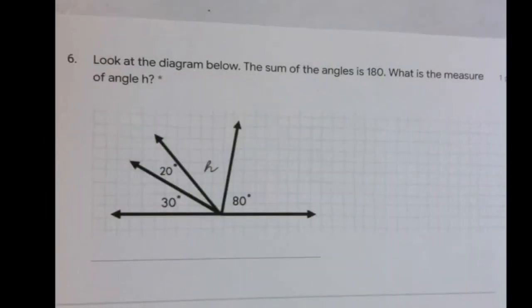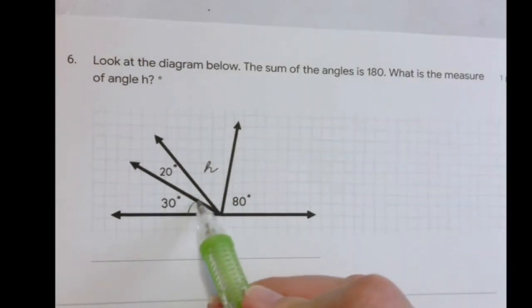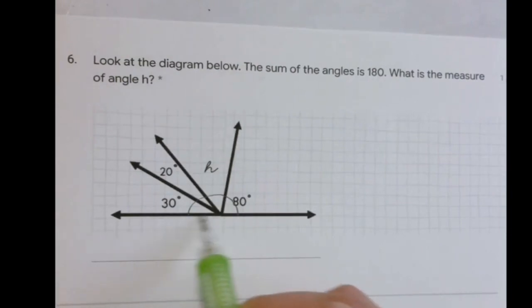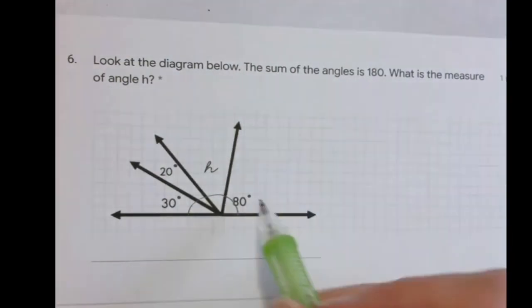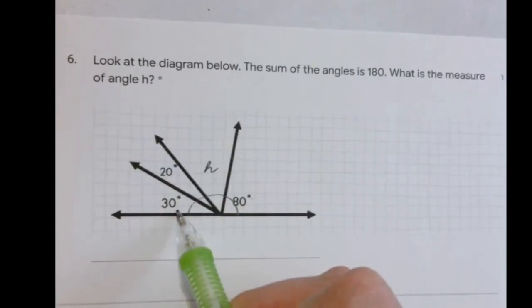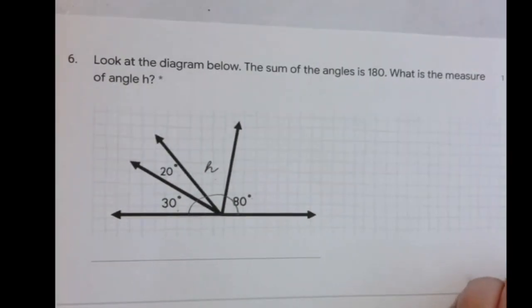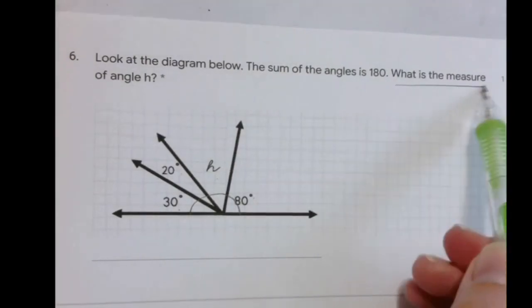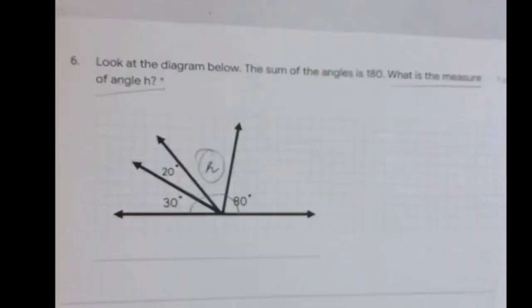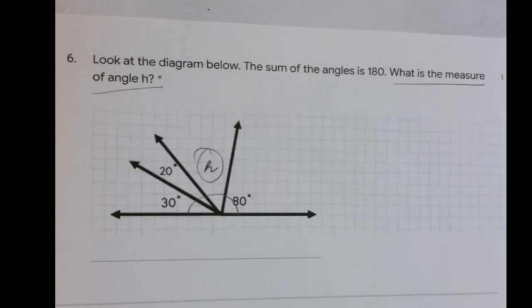All right, last one we're going to look at today is number 6. It says, look at the diagram below. The sum of the angles is 180. Well, we should know that because we know that this makes a straight angle. So we know that this line here is 180. So it's saying that the sum, if we add all these angles up, we're going to get 180 degrees. But that's not what it's asking. It says, what is the measure of angle H? So we see the angle measure for H is missing. So think about that. What could we do to find angle H?